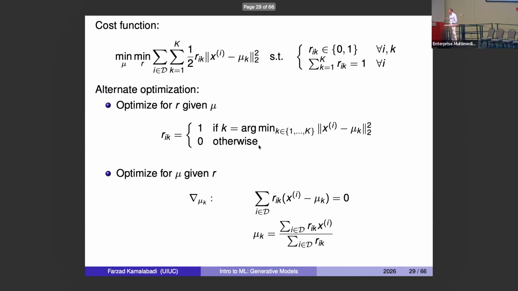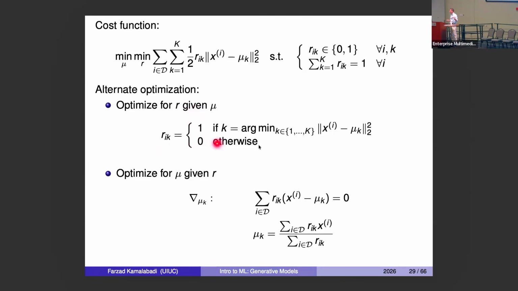Let's look at how we would optimize it. So the cost function, we have this. I already talked about the cluster assignment, and of course the sum over all r's is 1, because it's a vector of all zeros except for 1 for one of the k's. The method is known as alternate optimization. First, we optimize for r given mu. You randomly select a mu, a cluster center, and then you minimize over r, which means you decide which cluster that data point belongs to once you have fixed the center of that cluster.